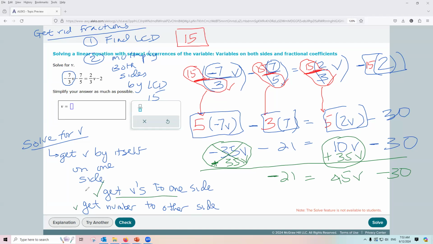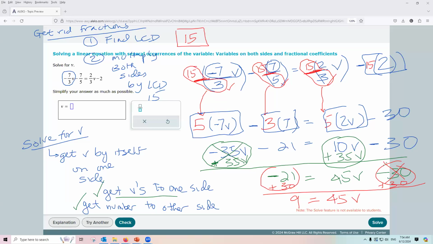So we just got the v's to one side. Good. We now have to get the numbers over to the other side. So I want to add 30 to both sides now. That'll cancel out the subtraction 30. So that cancels. On the left side, we have negative 21 plus 30. I think that's a positive 9. And that's equal to 45v.